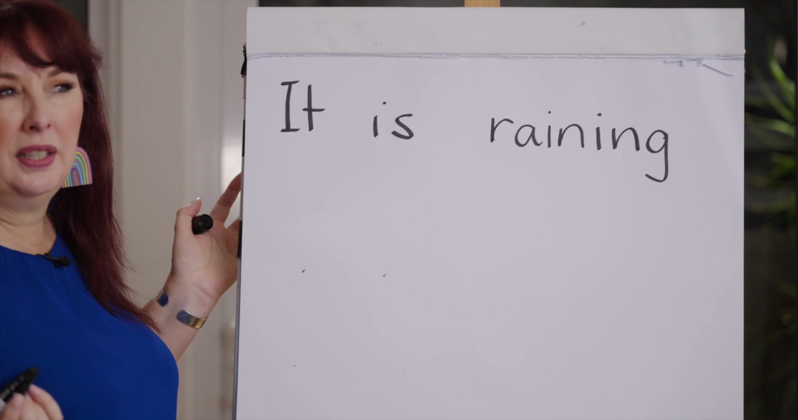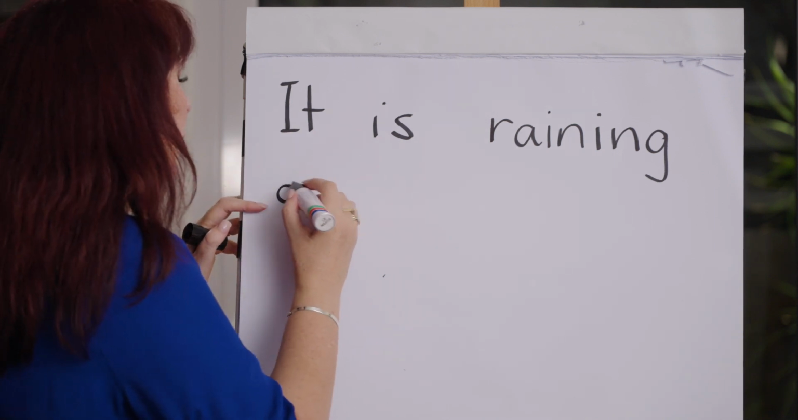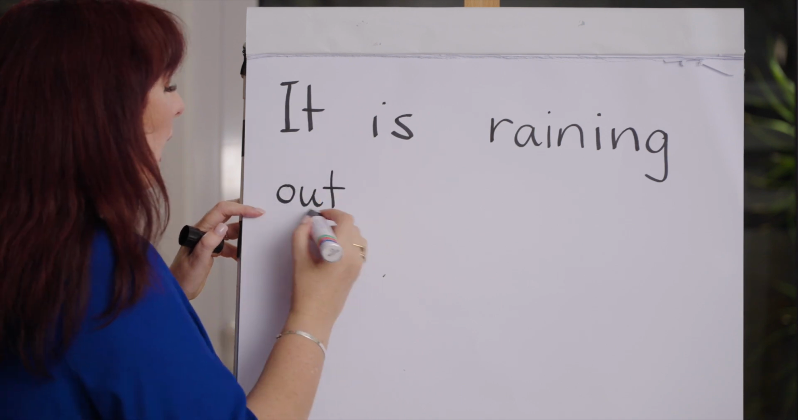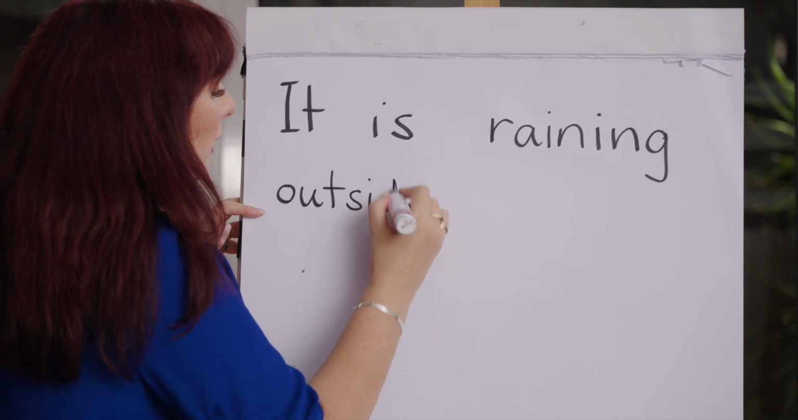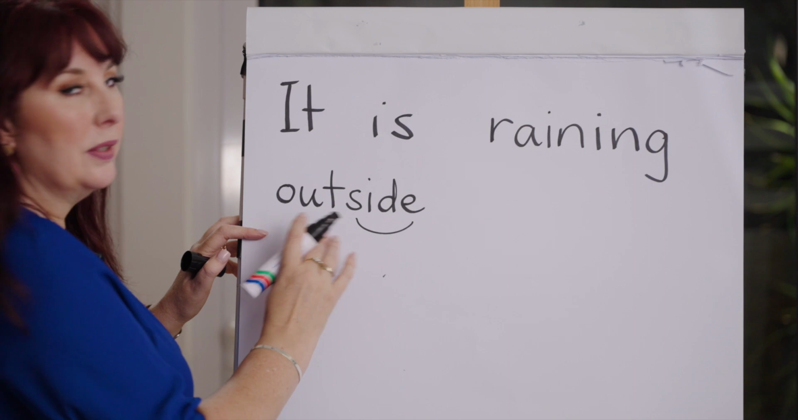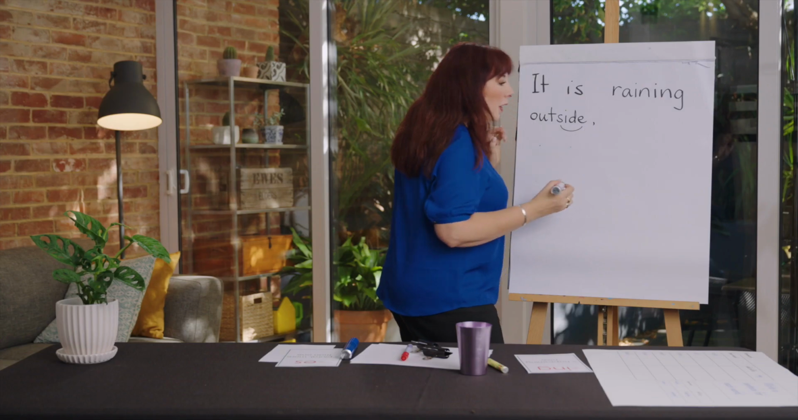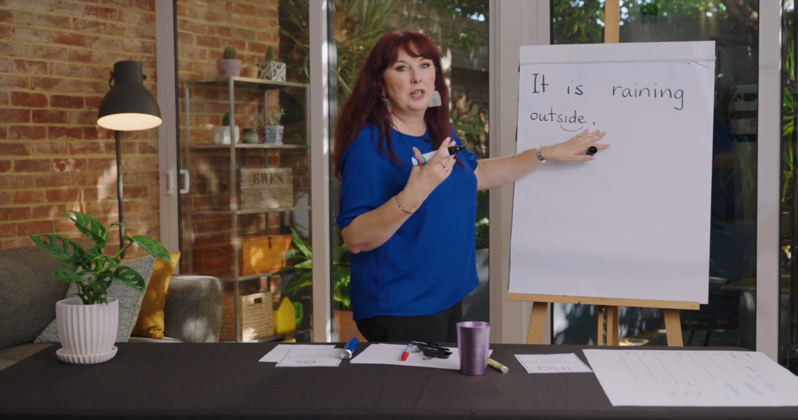Where is it raining? Inside? No, outside. Out. Out is in house. Outside. It's our compound word. It is raining outside. I'm going to put a comma there. You can put a comma too. That tells me to take a little pause, a little breath.